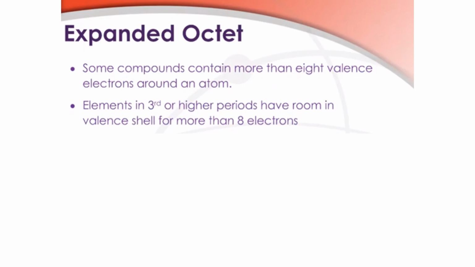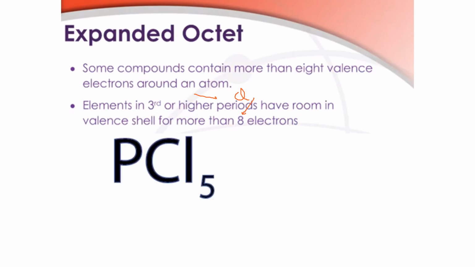So expanded octet. Some compounds contain more than 8 valence electrons around an atom. Elements in the 3rd or higher periods have room in the valence shell for more than 8 electrons. Right, so that 3rd period, now we're talking about the d orbitals, right? And so we've just got more room than what we expected for 8 electrons. We can fit 10 or maybe even more in there.